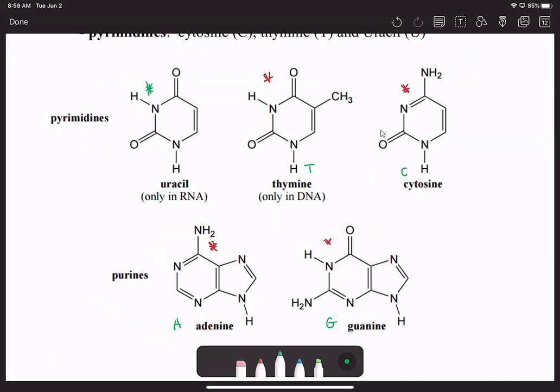If we're looking at RNA, these are what we're going to find in RNA. We'll see that cytosine is found in both, adenine is found in both, guanine is found in both, but RNA does not contain thymine, right? RNA contains uracil as a replacement for thymine.